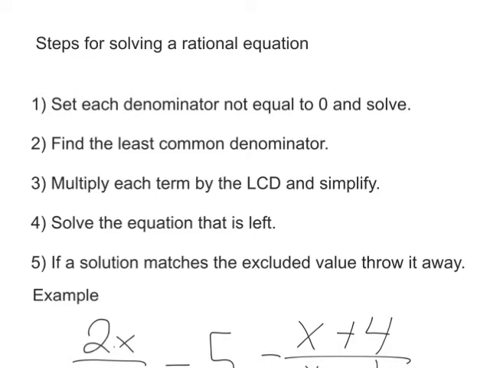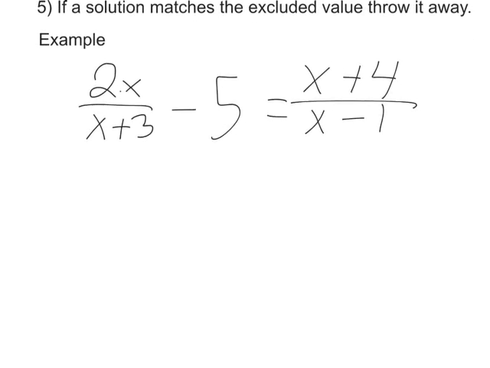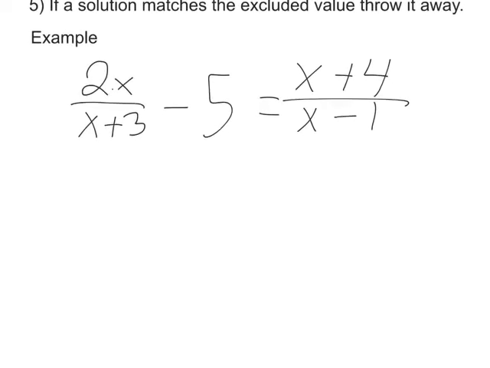So let's take a look at an example to see how we work through this. This example, I believe, is in the textbook. So what we're going to do is find the excluded value first, okay? And to do that, I set each one of the denominators not equal to 0, and we'll just see what we get from each one of those. Okay, so my first one here, what does this give us?